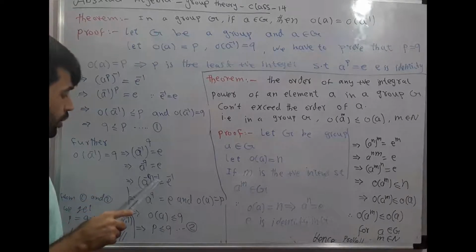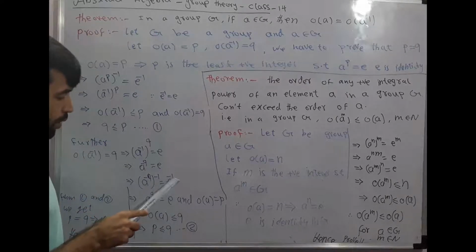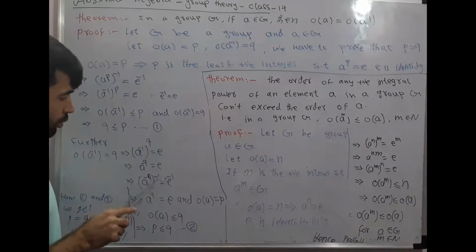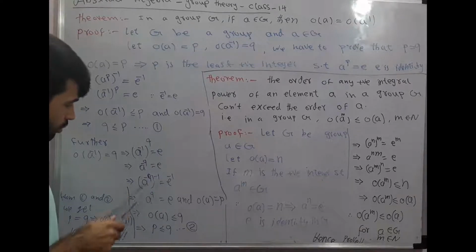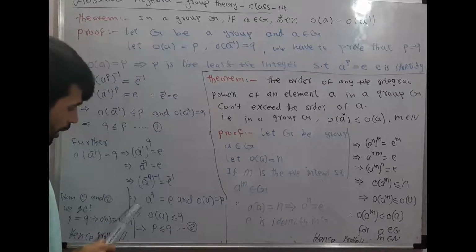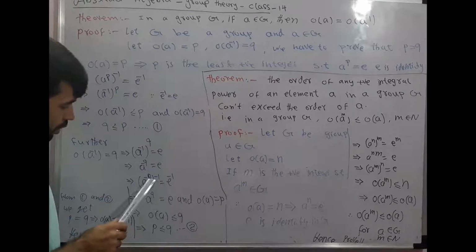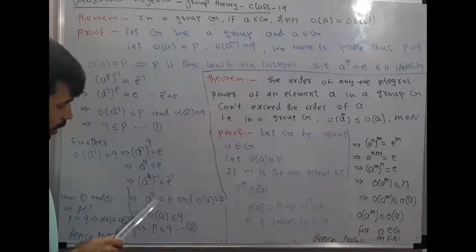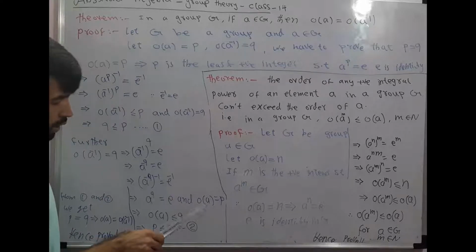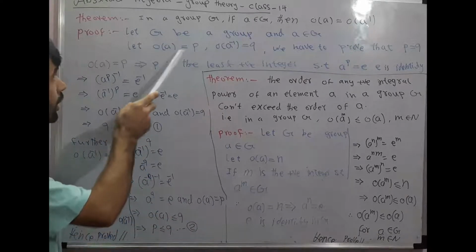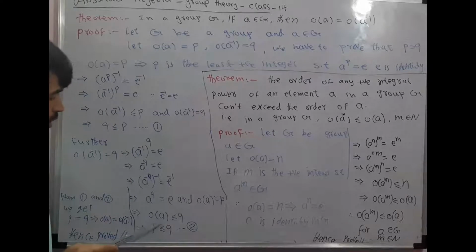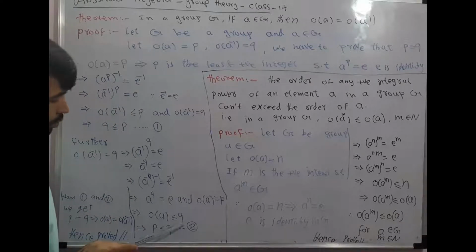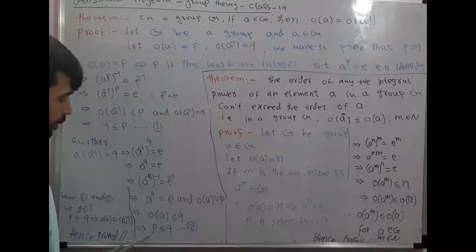Implies (a to the power minus q) whole to the power minus 1 equals e to the power minus 1. We take the power minus 1 on both sides. Implies a to the power q equals e, and the order of a equals p. From here, the order of a is less than or equal to q. Implies p is less than or equal to q.